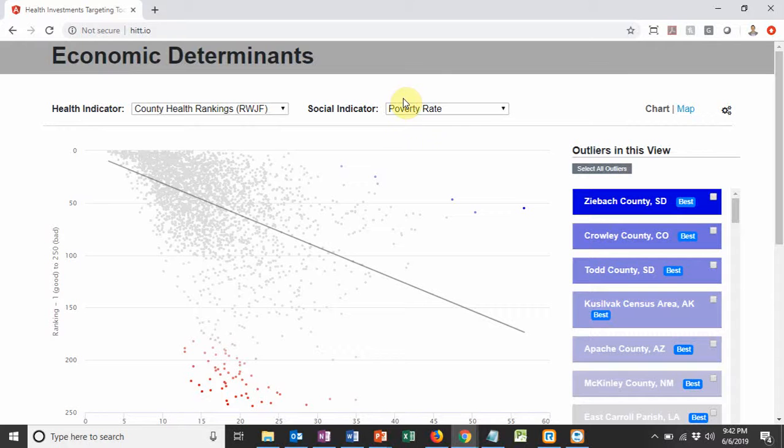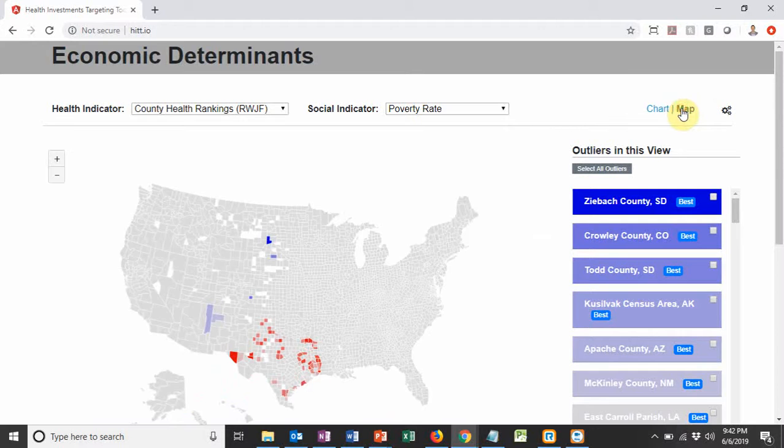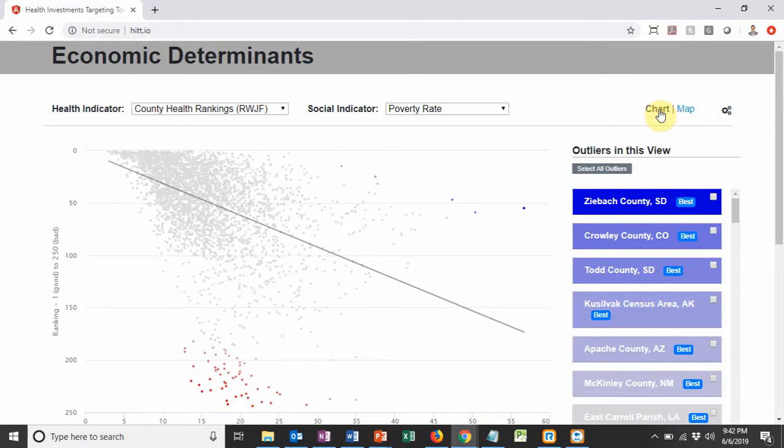What the system does is plot all the counties across the mean, and that's viewable in a chart view or a map view. Then you're able to go in and identify the outliers. You can see any county and where they fall relative to the mean: their poverty rate, their expected ranking, the actual ranking, and how far they deviate. Those outperforming expectations are in blue and above the fold here, and those underperforming expectations appear below the fold.